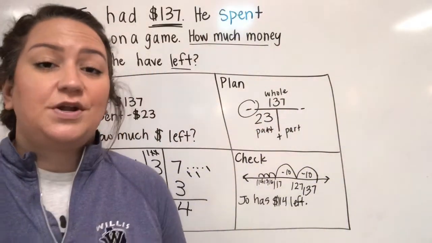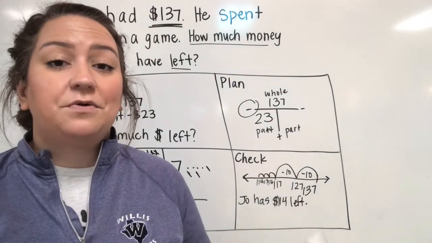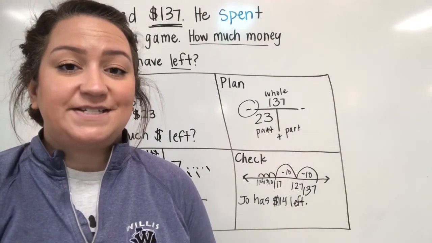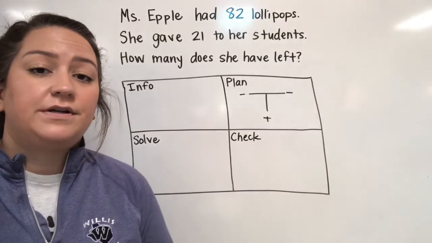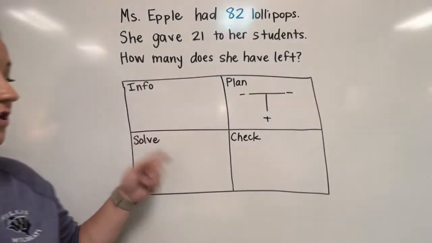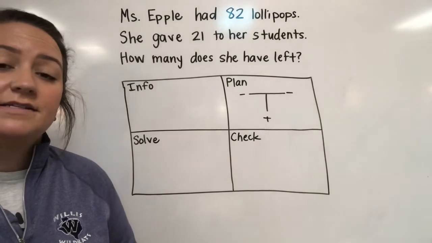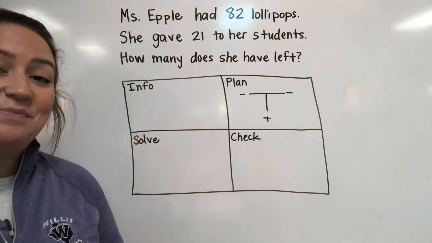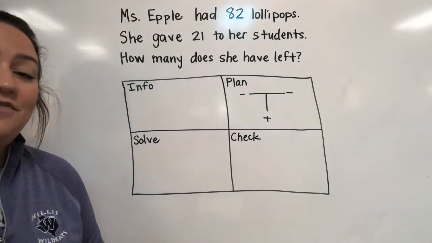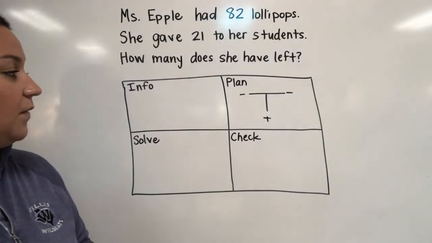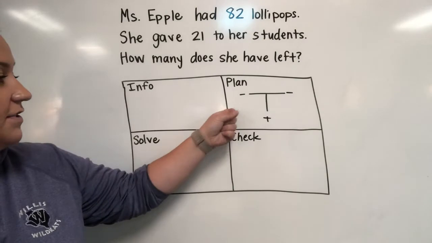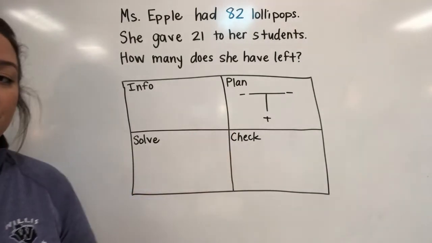Okay, so I want you to get out a new piece of paper and we are going to try a new problem in just a second. All right, boys and girls, so I have another word problem that we are going to try together. So make sure you have your problem solving mat on the same piece of paper or on a new sheet of paper if you don't have any more space, because I want you to solve this one with me as well. Okay, so remember, you have your info box, your plan box, your solve box, and your check box.